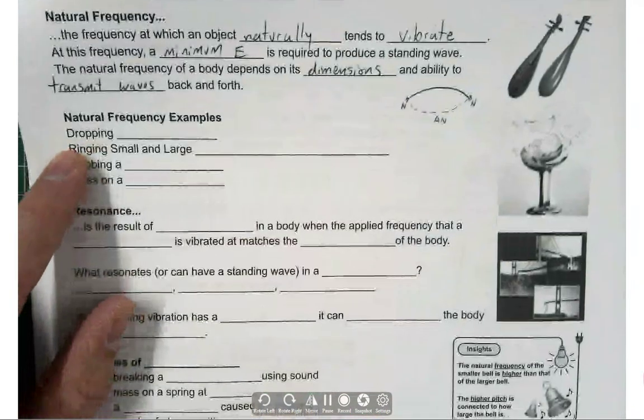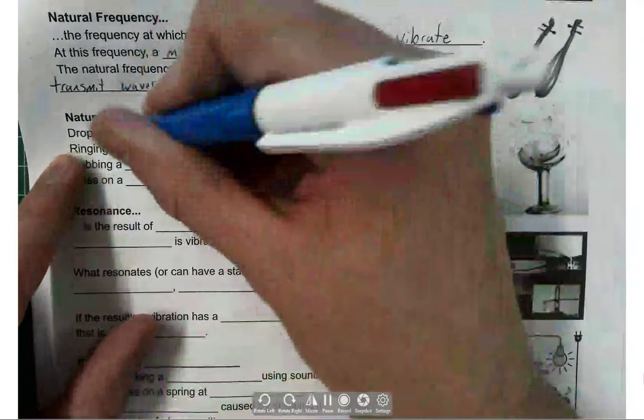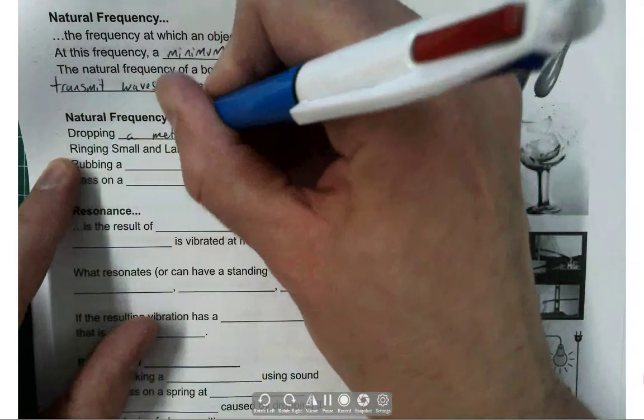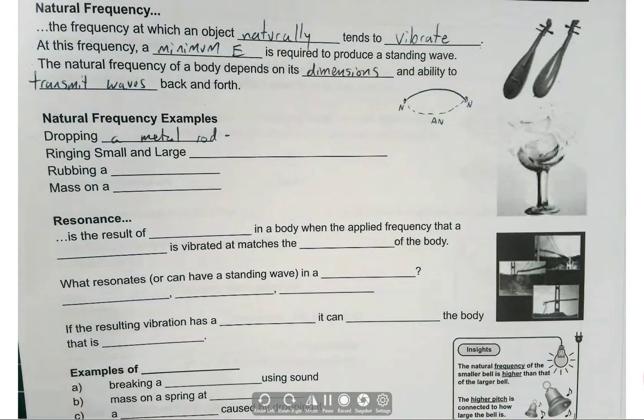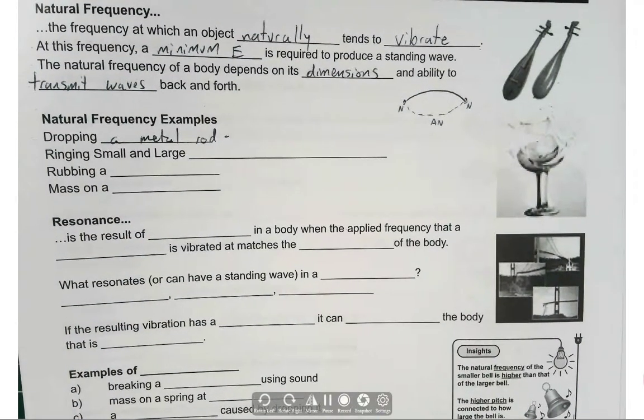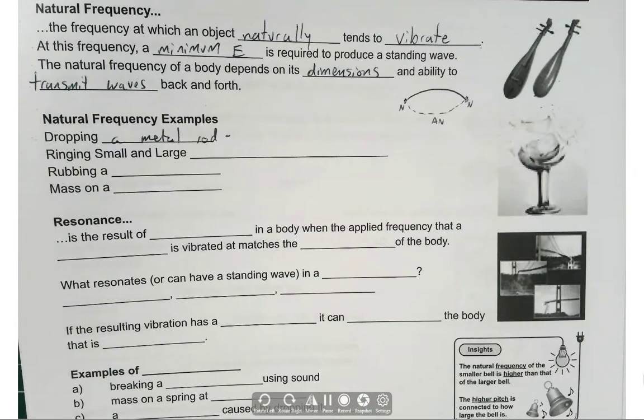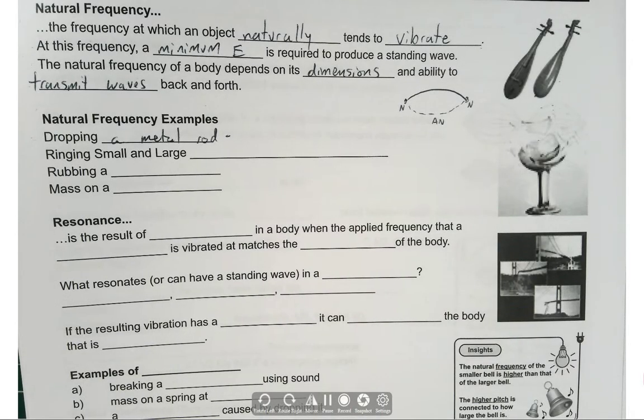Natural frequency examples could be like dropping a metal rod. If I drop a metal rod, it's going to make a clankety clank sound, and that sound is going to be dependent on how long the rod is and whether it's made out of aluminum versus iron, right? So if I had 2 metal rods, one that was iron and one that was aluminum, and they're the same length, they're actually going to vibrate at different frequencies because the vibrations travel at different speeds in aluminum than they do in iron. Fair enough.